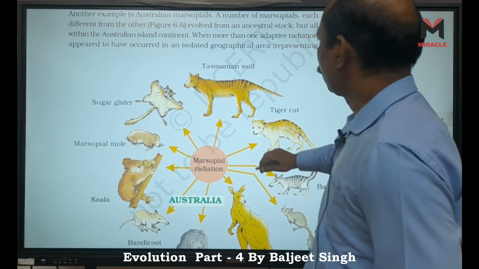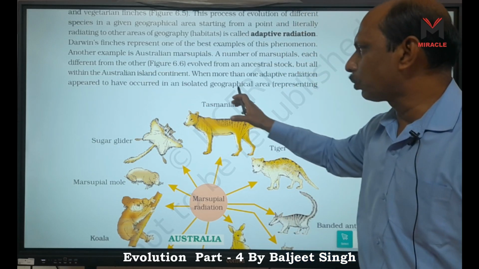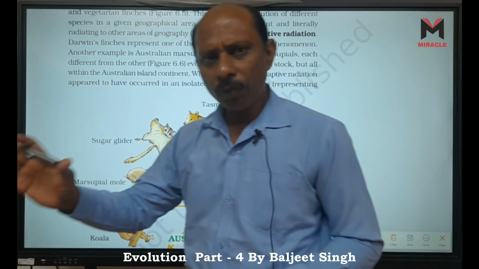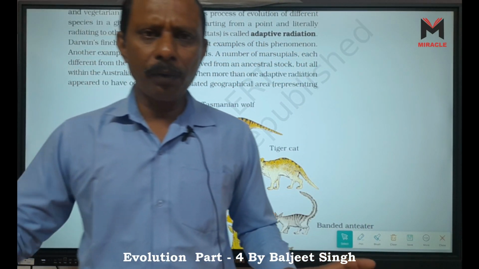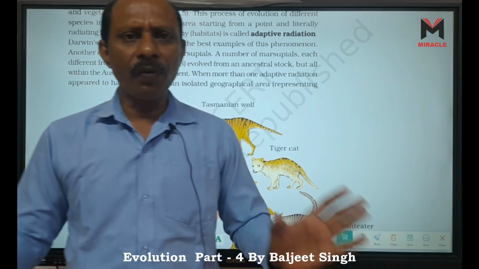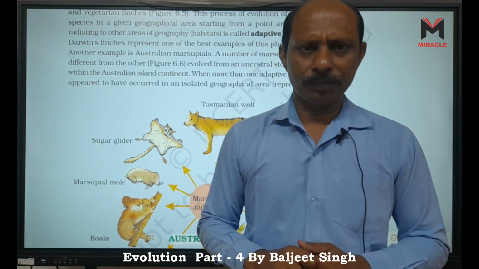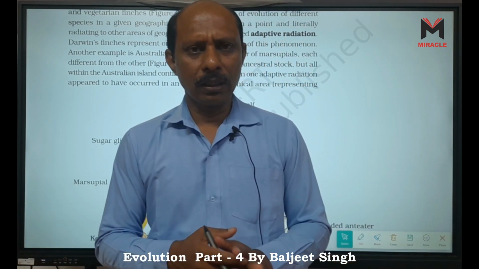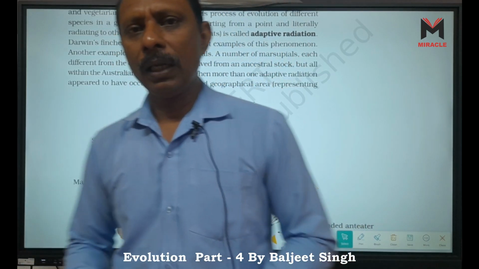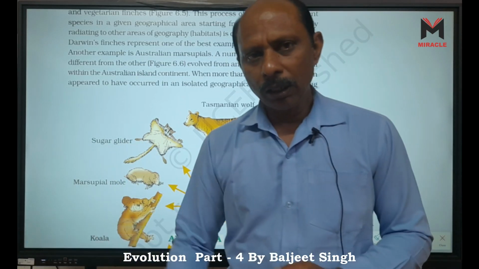Okay, you can see here. When more than one adaptive radiation appears to have occurred in an isolated geographical area, as for example in Australia, mammals are also evolved, primitive mammals we can say. So mammals are evolved and marsupials are also evolved. Both evolved from different ancestors, from different groups of animals, but they have the same structures. They have the same structures according to adaptation, because of the same habitat, so the same structure is developed, but their origin is different, right? That means we are comparing two different groups of animals, one mammal and one marsupial.